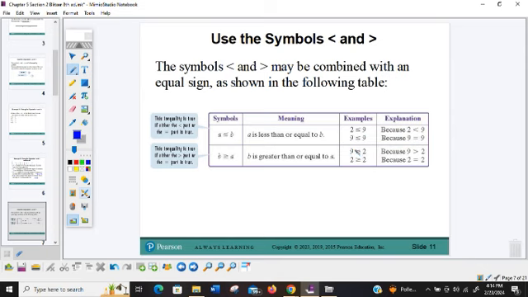Here, 9 is greater than or equal to 2. Okay, it happens to be greater than. The or means it can be either one. Okay? 2 is greater than or equal to 2. Well, it happens to be equal to 2.